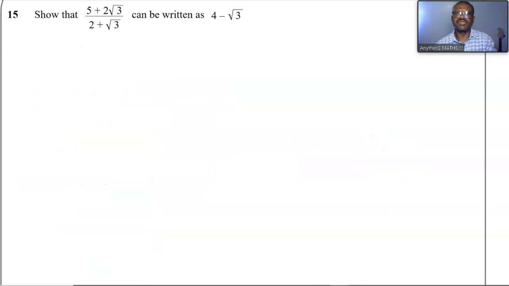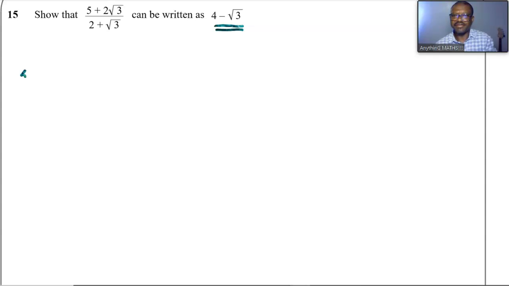This sort of question is interesting because we're supposed to write this expression in the form of 4 minus root 3. It means when we simplify, we do the rationalization, we have to get 4 minus root 3. Okay, so let's see. Take your time. Don't force yourself to get 4 minus root 3. The answer should come by itself if we follow all the principles.